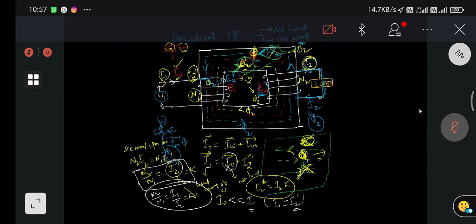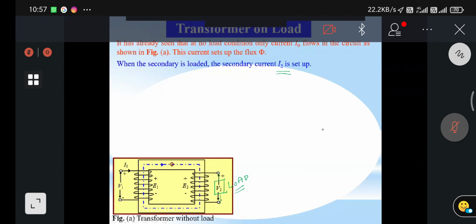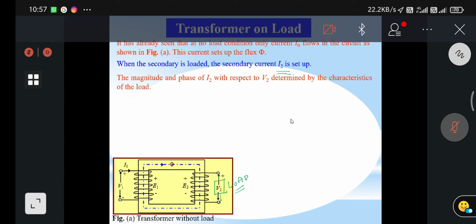This is a simple thing here. First of all, E2 causes the current I2. This I2 produces the flux Phi2 here. When the secondary is loaded, the secondary current I2 is set up. You can see the diagram.